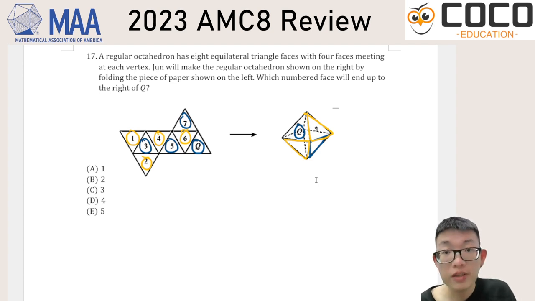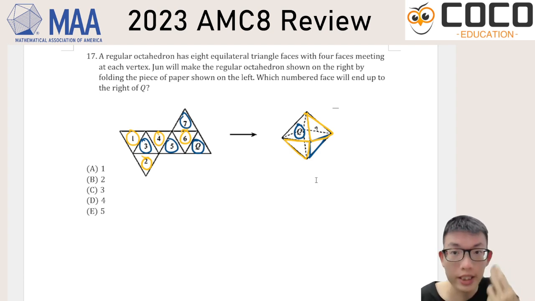It reduces your search space a little bit because it means that your Q has to be next to 1, 2, or 4. It certainly will not be the number 6. So this is sort of a small improvement if you cannot visualize it entirely. Now, another thing that you could do is to just try to figure out what is opposite what.